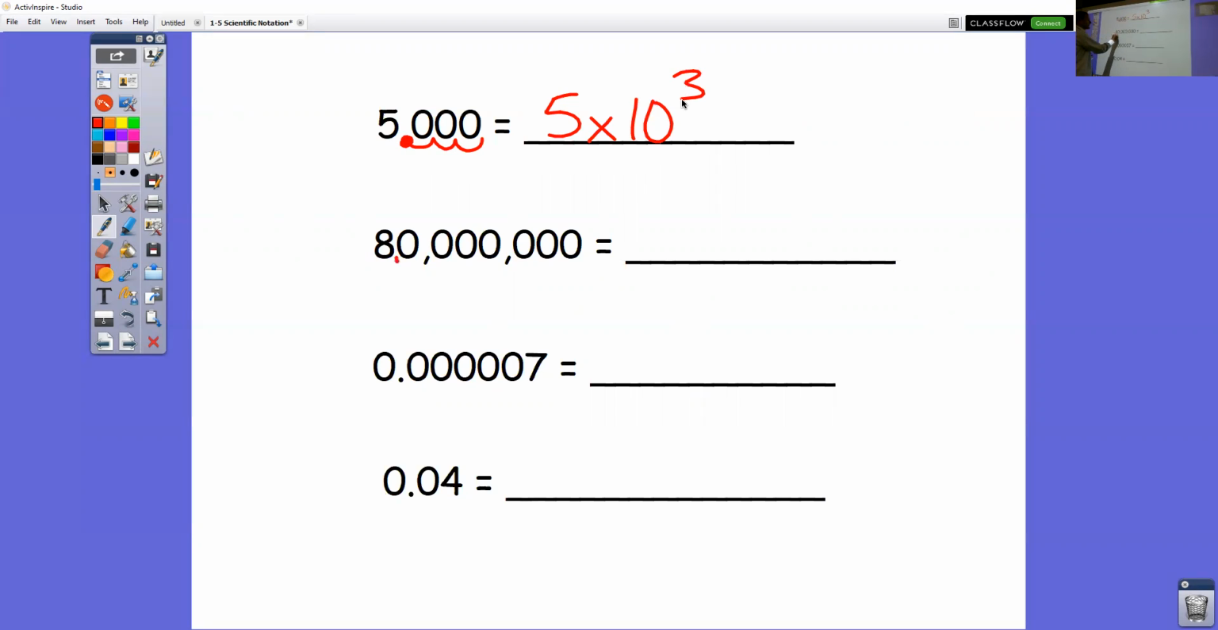80 million. Put a decimal point after your first non-zero number. Write that number down in front of the times 10. 1, 2, 3, 4, 5, 6, 7 places to get to the end. So our exponent is a 7.